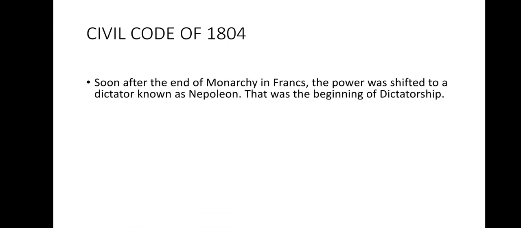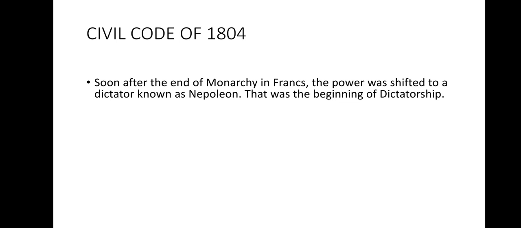Now I told you so far about the French Revolution, the end of the monarchical form of government, but at the same time the command of the country went into the hands of one dictator. That is Napoleon Bonaparte. And Napoleon introduced special rules and regulations which are classified as the Civil Code of 1804. What is called the Civil Code of 1804?